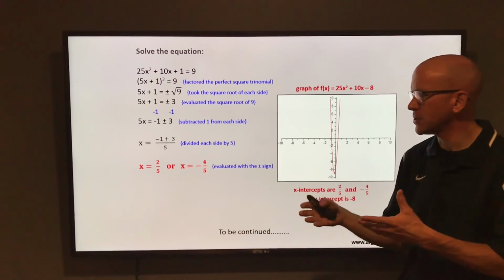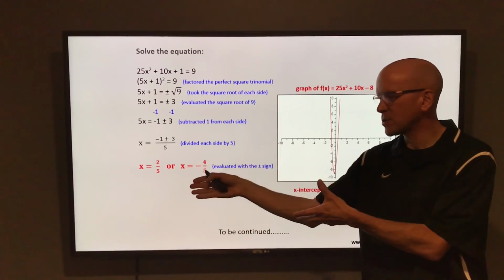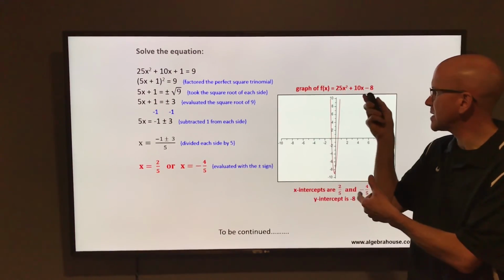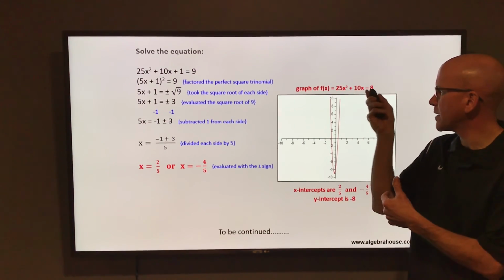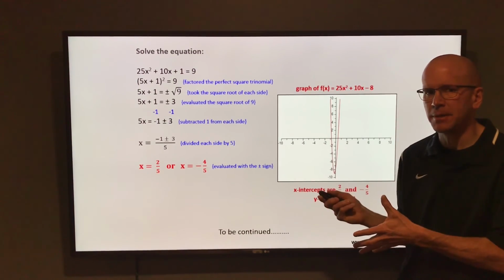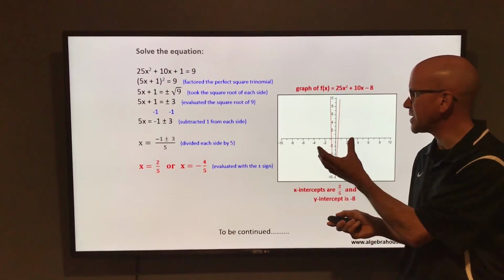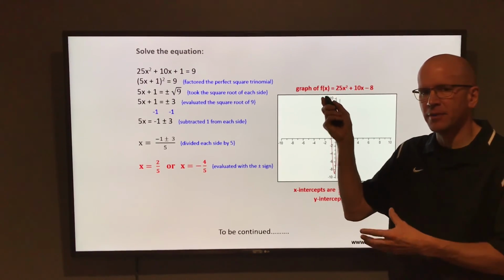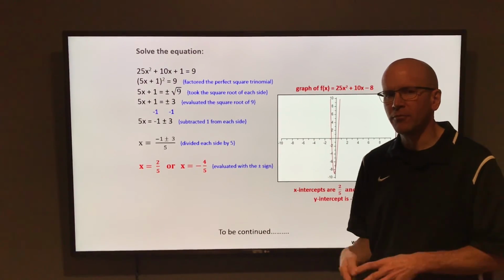So all of those things you can see. If you solve for x, you're finding the x-intercepts. The constant term, when it's in standard form, that is the y-intercept. And also, the parabola opens up if the coefficient of x squared is positive. It would open down if the coefficient of x squared is negative.